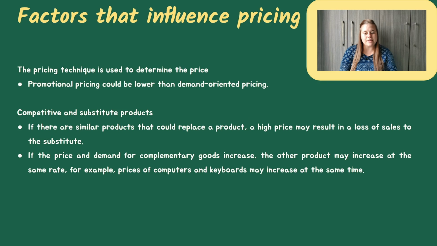Pricing techniques are used to determine the price. So if it's promotional pricing, it could be lower than demand-orientated pricing. Competitive and substitute products: if there are similar products that could replace a product, a high price may result in a loss of sales to the substitute. If the price and demand for complementary goods increases, the other products may increase at the same rate. So for example, the prices of computers and keyboards may increase at the same rate. People know that they need to buy keyboards when they buy computers, so if keyboards are increasing, then the computers are also going to increase too.